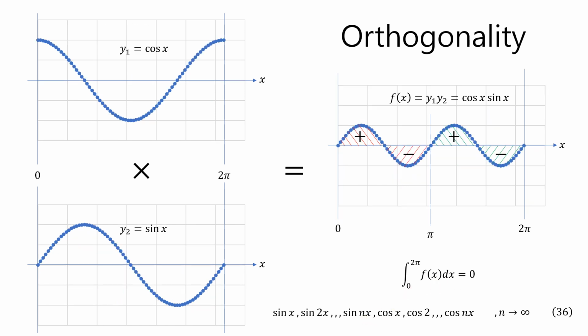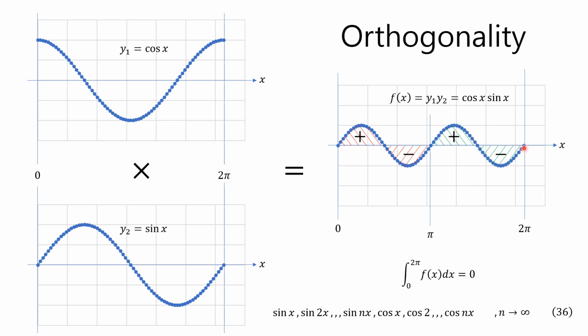This time, we will choose one arbitrary cosine function and one arbitrary sine function from the trigonometric system shown in equation 36. Each of these is cosine x on the top left and sine x on the bottom left. After multiplying these two functions y1 and y2, we will call the resulting function f(x). If you graph f(x), it will look like the figure on the right.